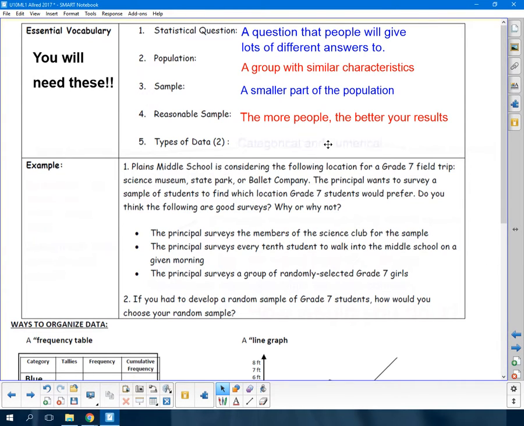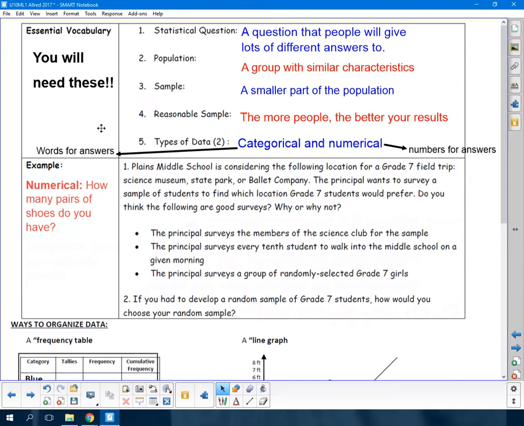There's 2 types of data. I know I'm going really fast. I apologize for that. There's categorical data. Categorical data has words for answers. We'll talk about that in a second. And numerical data is the other type of data that has numbers for answers when you ask the question. Okay, so here's 2 examples of what I mean. You might have numerical data. That would be a question like, how many pairs of shoes do you have? People aren't going to say fish to that question.